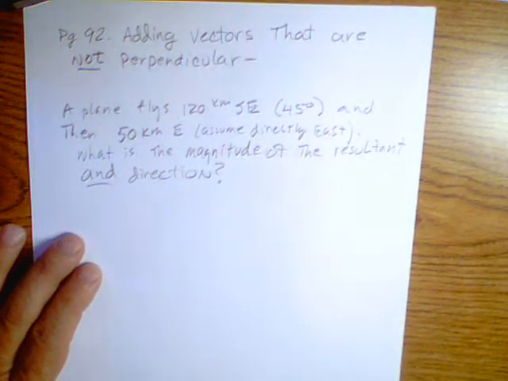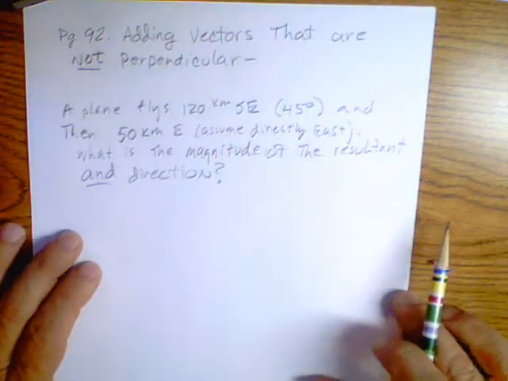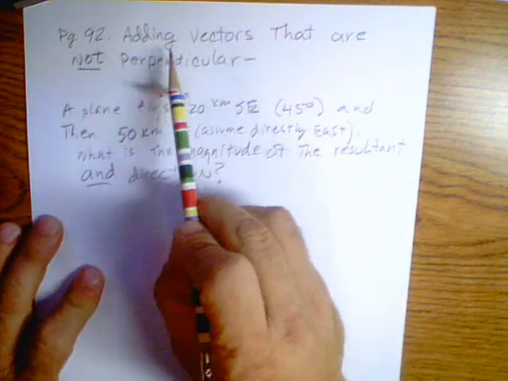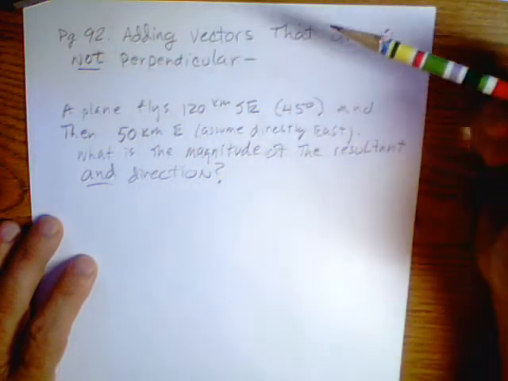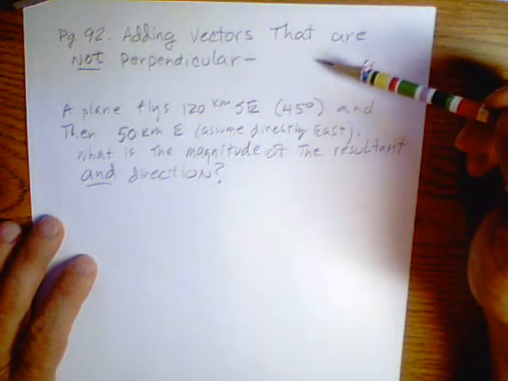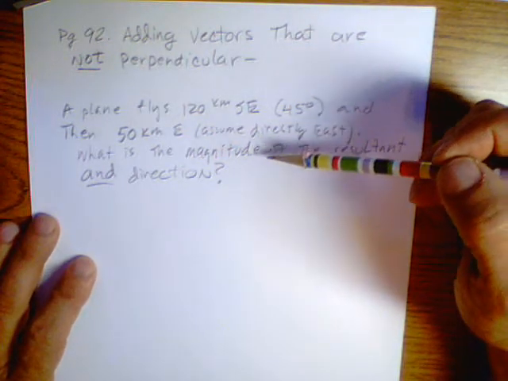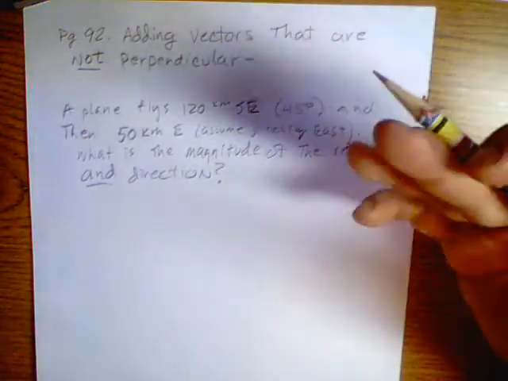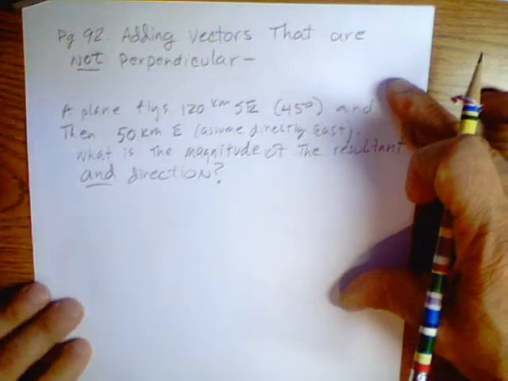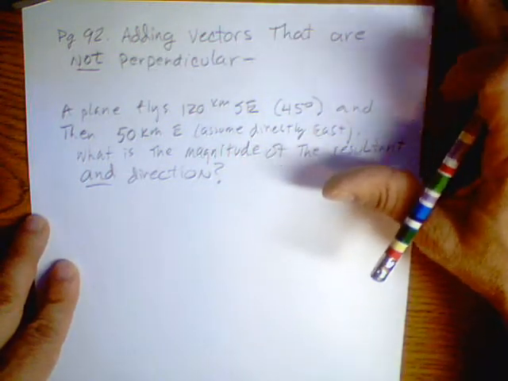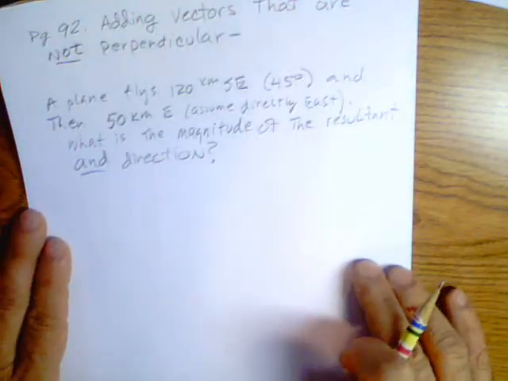Okay, physics students, I'm on page 92 of your textbook, and this topic is adding vectors that are not perpendicular. If they're not perpendicular, then we don't have any formulas for determining the hypotenuse or the resultant, because we don't have a Pythagorean, because there's no right triangle. So what we want to do is show you a trick that we can use to create a right triangle and use Pythagorean, and then we could resolve the resultant.